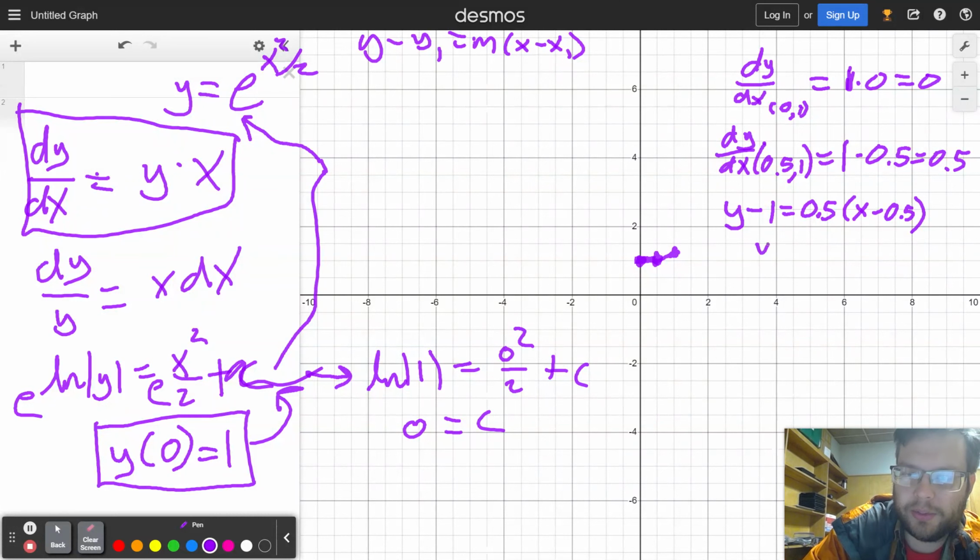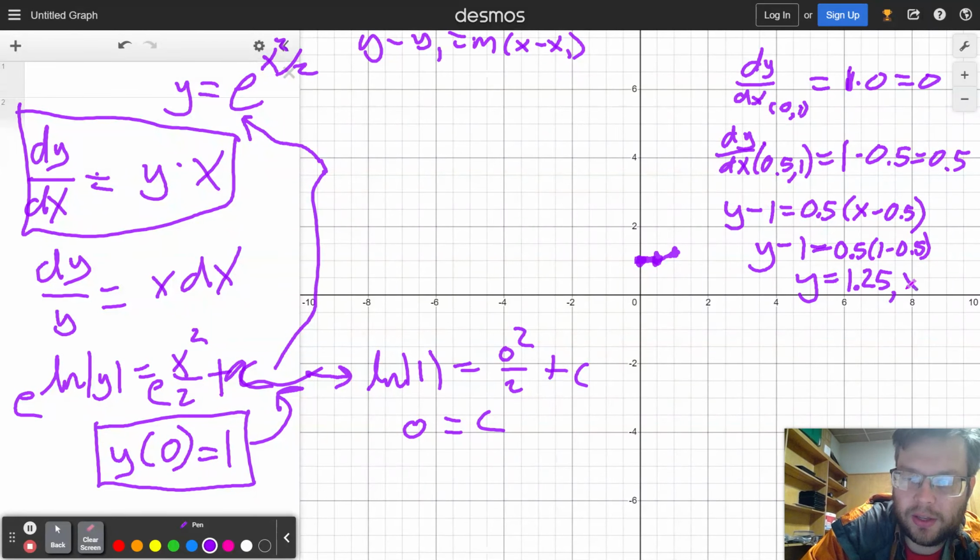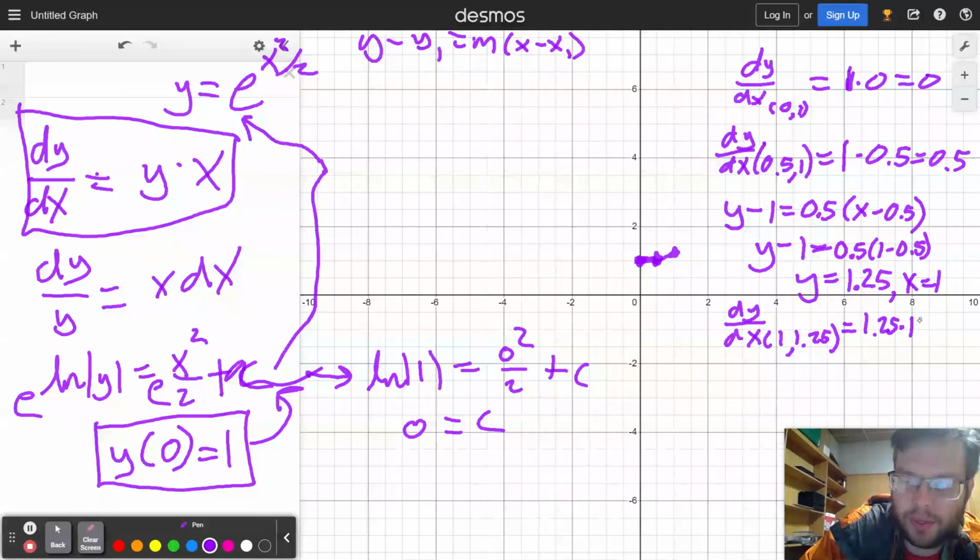So if I plug in x equals 1, I get y minus 1 equals 0.5 times 1 minus 0.5, which is 0.25. So if I add 1, I get 1.25. And so remember that this was when x is equal to 1. So this is now my next point that I'm going to plug into my derivative. So dy/dx at (1, 1.25) is 1.25 times 1. So now my slope from there is 1.25. So I'm going to go slightly up, more than one box over, like that.